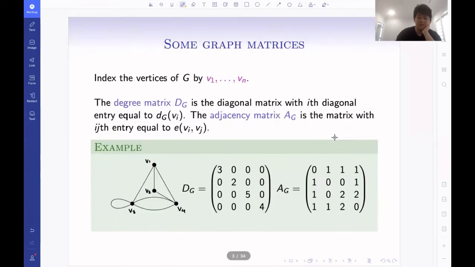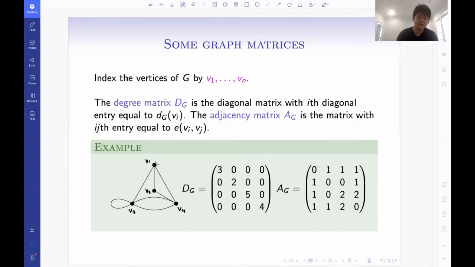Okay, there are some very simple graph matrices you can associate to a graph. The first one is the degree matrix, which is just the diagonal matrix with ith diagonal entry equal to the degree of V_i, once you label the vertices in some order V_1 to V_n. So for example, if I label them V_1, V_2, V_3, V_4, these have degree 3, degree 2, degree 5, degree 4. I get the diagonal matrix 3, 2, 5, 4. And the adjacency matrix is just the matrix with ijth entry equal to the number of edges between V_i and V_j in that count I gave you.